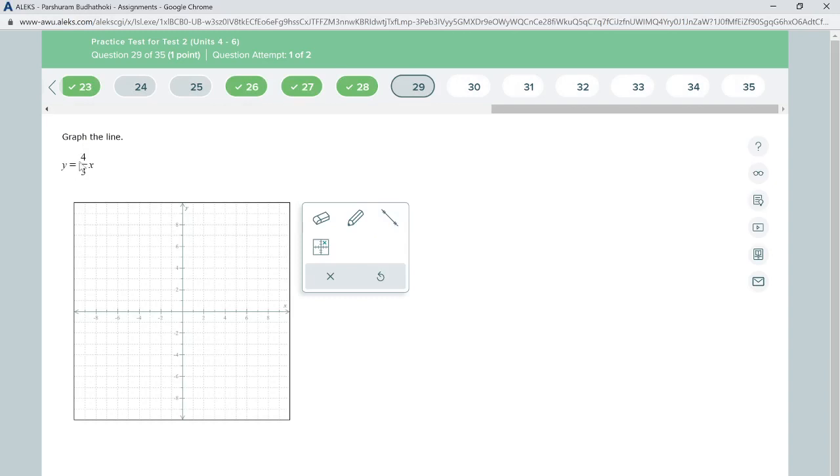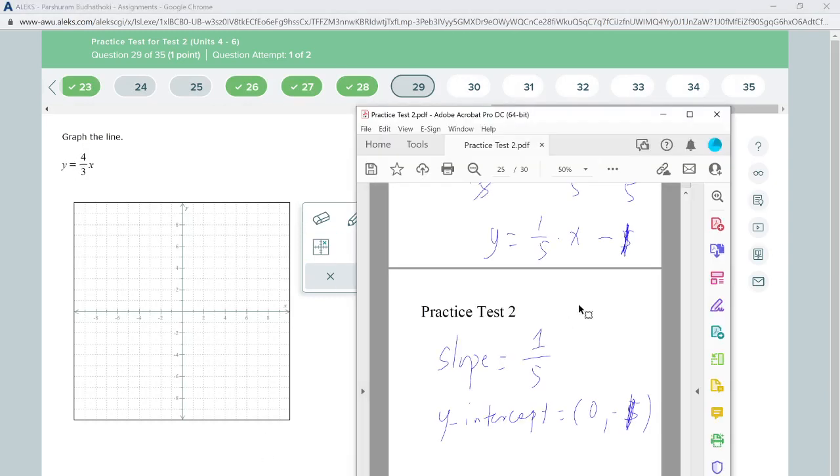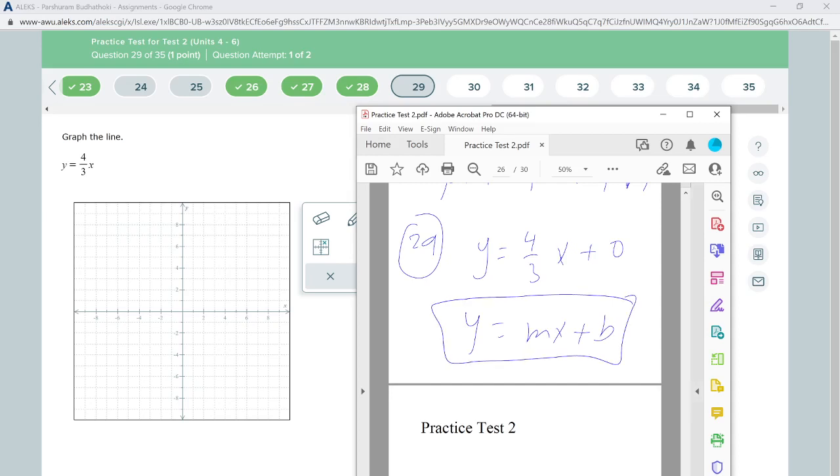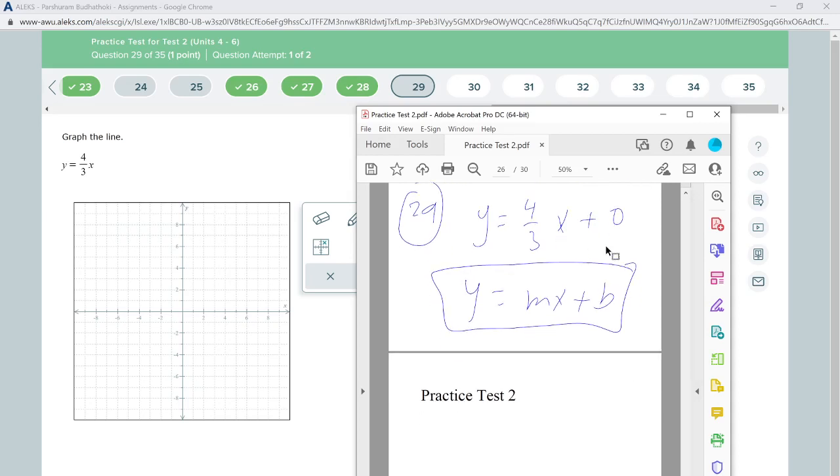Graph the line one more time. If you use the very same idea as in problem 28, this equation can be seen as y = 4/3 x + 0, which is y = mx + b. If we compare, the slope of this equation is 4/3, and the y-intercept, which is one point on that equation, is (0, 0).